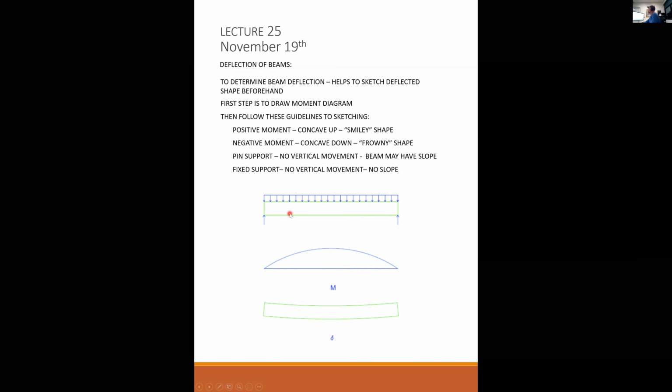Okay, so here's a beam. Under a uniform load, you're going to get a positive moment. A simply supported uniformly loaded beam produces a positive moment, and a positive moment produces a smiley shape. The beam is going to deflect downwards. Positive moment, smiley.